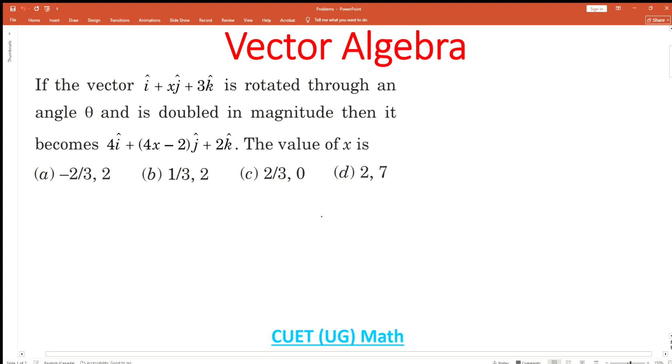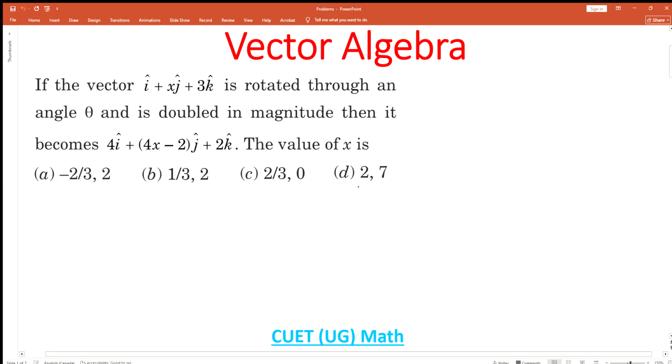In this video, we'll solve this vector algebra problem. As per the problem, if the vector i plus xj plus 3k is rotated through an angle theta and is doubled in magnitude, then it becomes 4i plus (4x minus 2)j plus 2k. The value of x is, we are given four answer choices. We have to choose the correct answer choice.